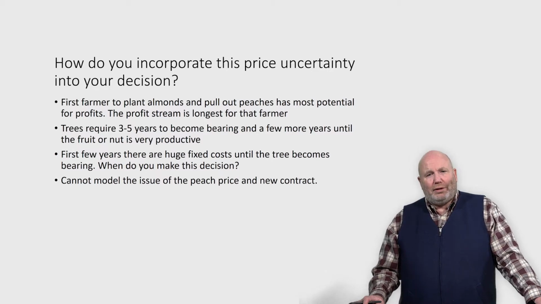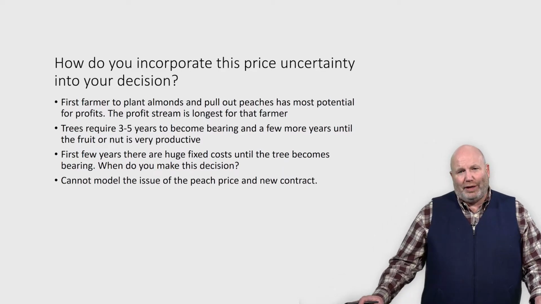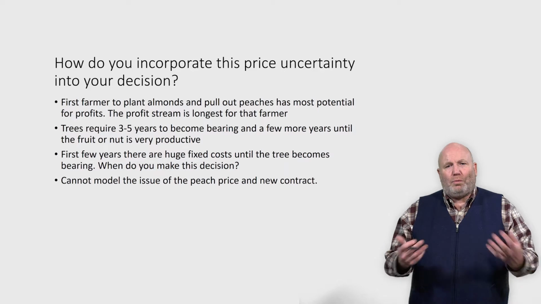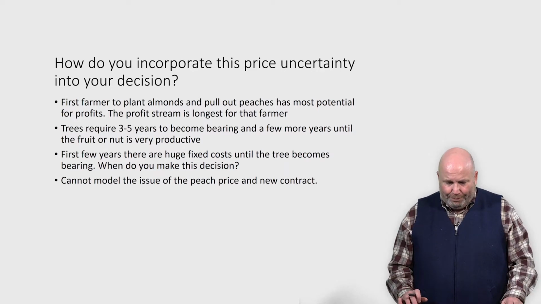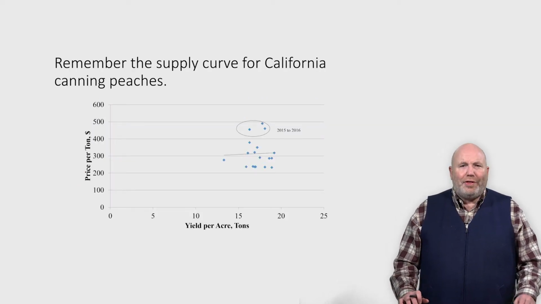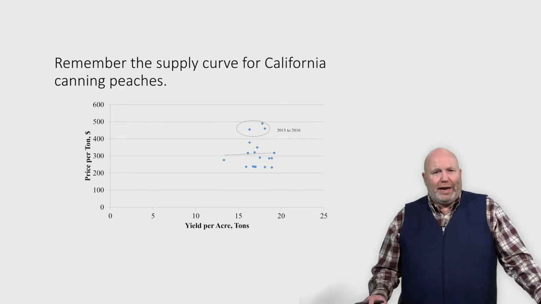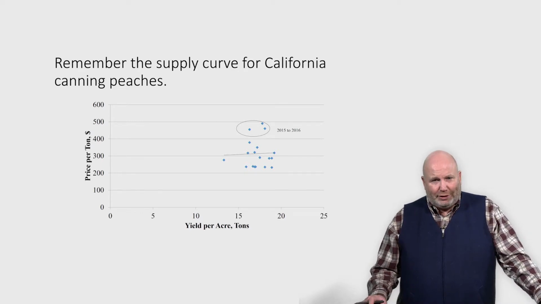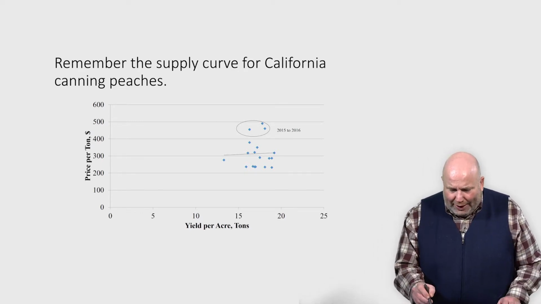It's difficult to model the issue of the peach price in the new contract because that contract didn't exist in 2005. All farmers saw what was going on with the existing peach price. So if you think about the supply curve for California canning peaches, which we used earlier in the semester, we've got an almost elastic supply curve.